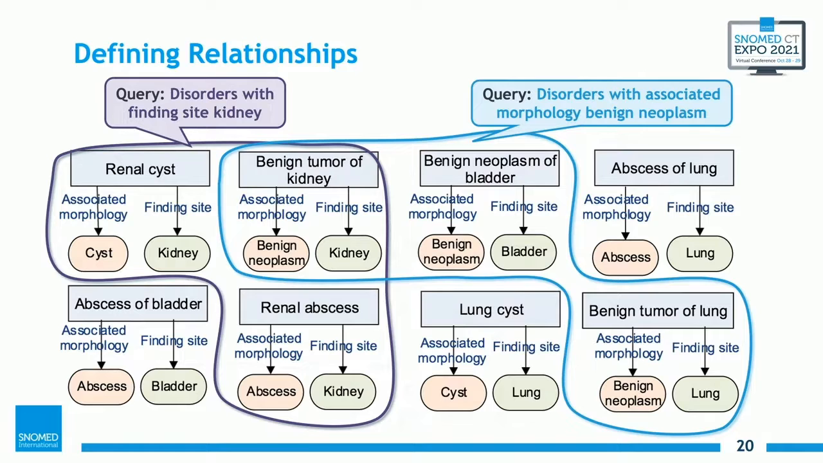And then, if we combine these 2 queries together, we can find the concepts which have both a morphology of benign neoplasm and a finding site of kidney. We see that there is only one concept in our substrate that matches both criteria, and that is benign tumor of kidney.